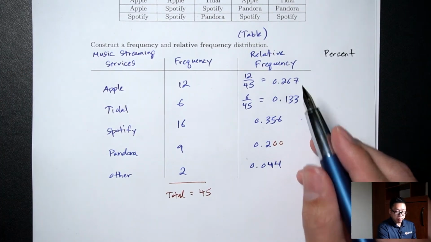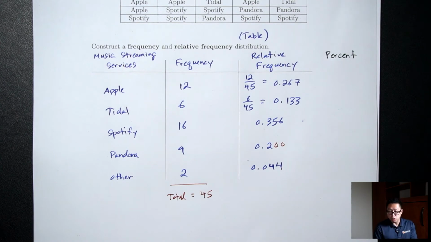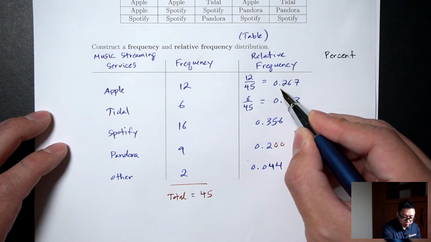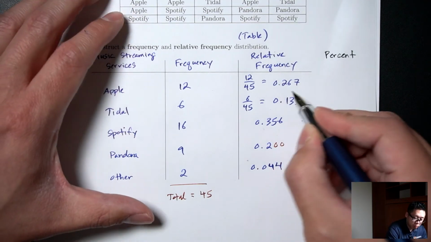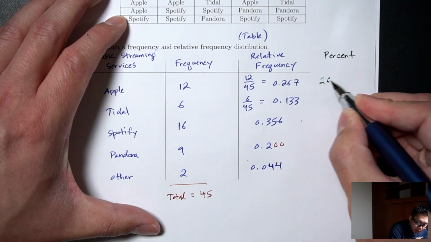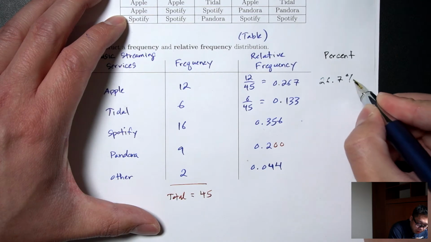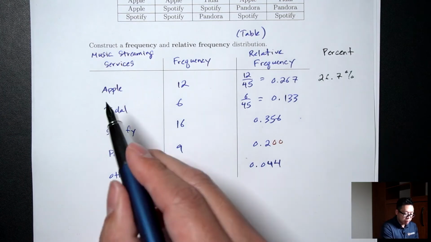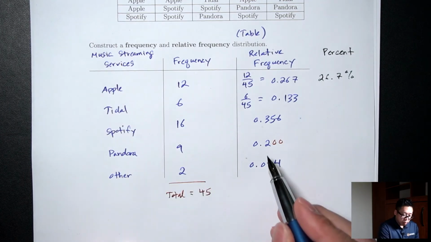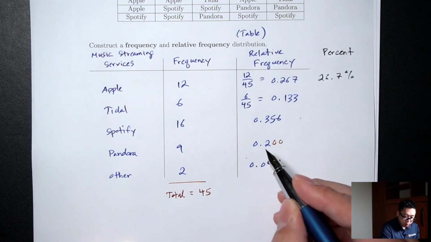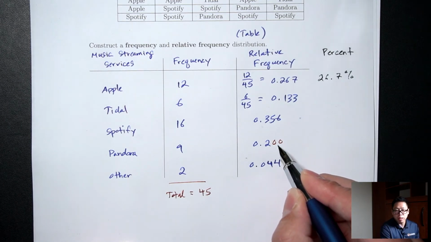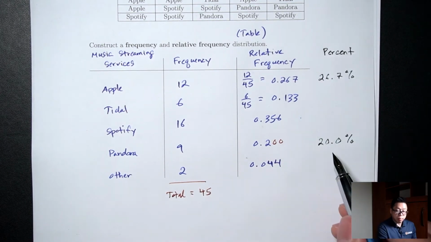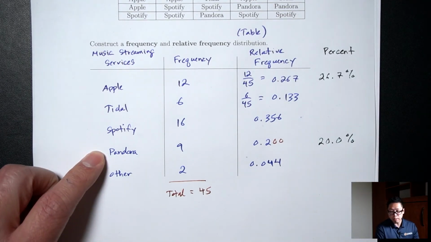0.267 converted to a percent. The way you convert to a percent is multiply by 100, which is the same thing as moving the decimal point 2 to the right. So if I move this decimal point 2 to the right, I get 26.7. So 0.267 means 26.7%. So what we're saying here is that 26.7% said Apple was their favorite. 0.200 as a percent. Move the decimal 2 to the right, you get 20.0. So 20.0% said Pandora was their favorite.